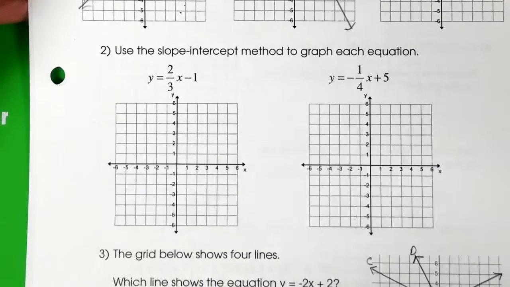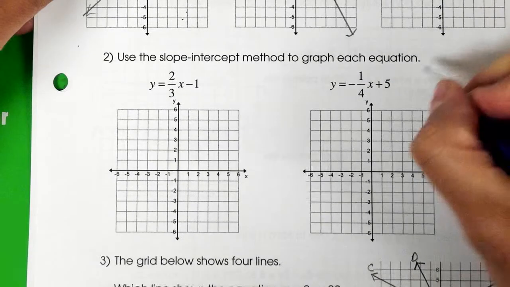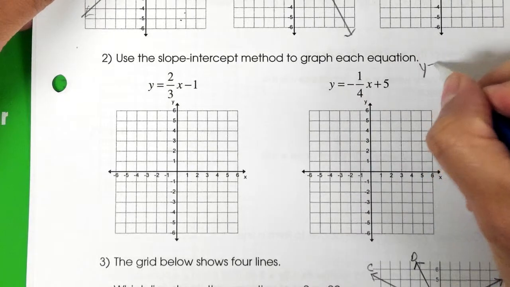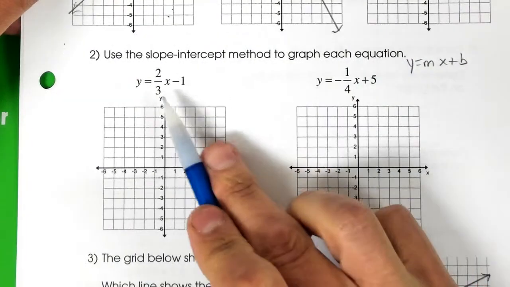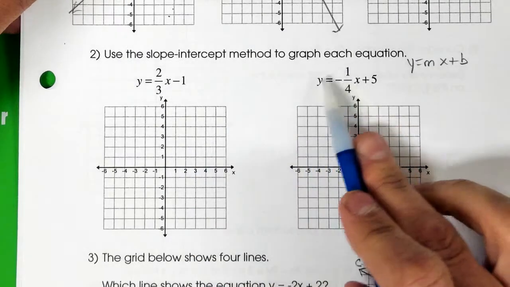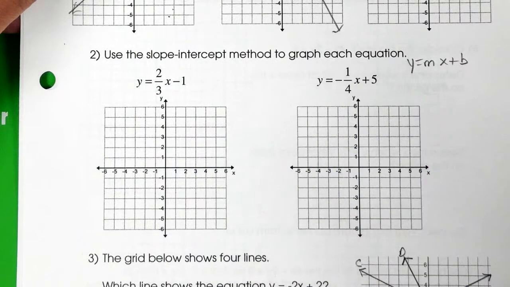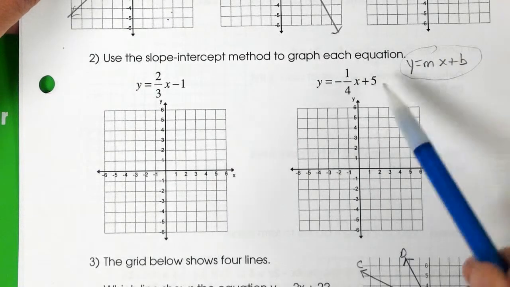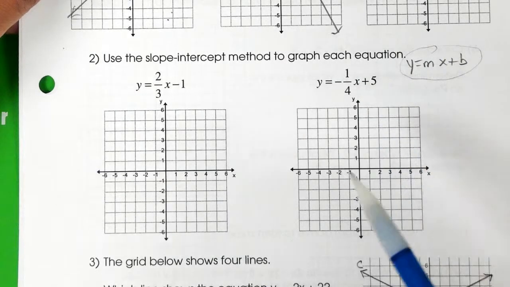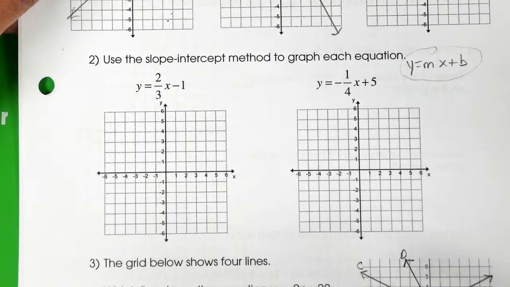Alright, let's move ahead. So the next set of questions are equations that appear in y equals mx plus b form. Alright, we can see y equals 2/3 x minus 1, y equals -1/4 x plus 5. So pause the video again and see if you can take the features that you know from these equations to help you draw the graph of the line. Go ahead and give it a try.